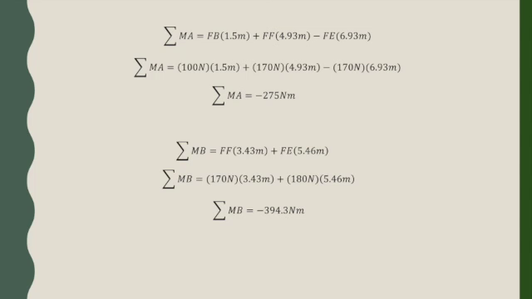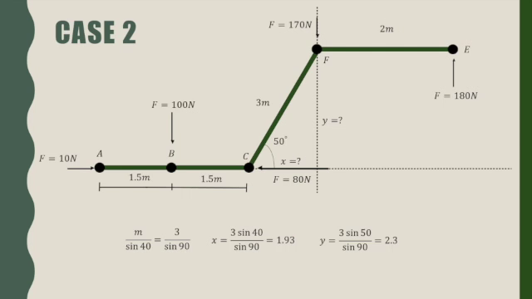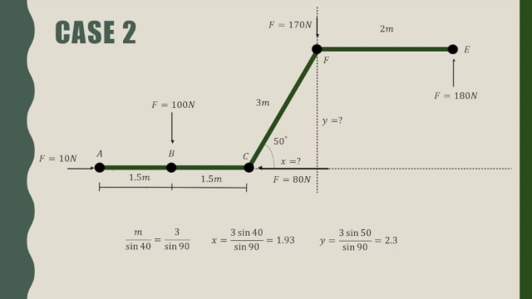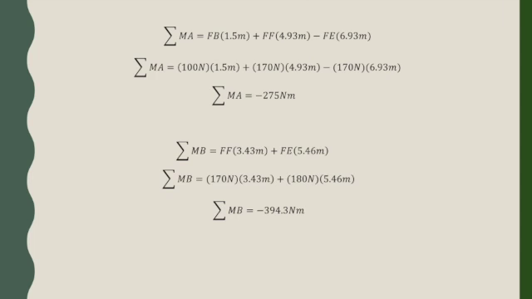For the moment of B, it's the same thing. We use the force at F and the force at E, and we calculate the distance between B and F on the horizontal line and between B and E on the horizontal line. That is 170 newtons times 3.43 meters plus 180 newtons times 5.46 meters, and the resultant moment of B is minus 394.3 newton meters.